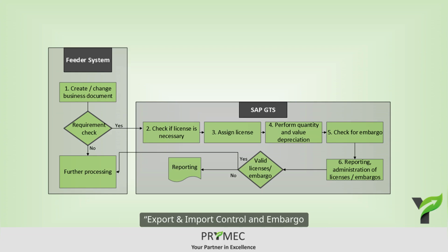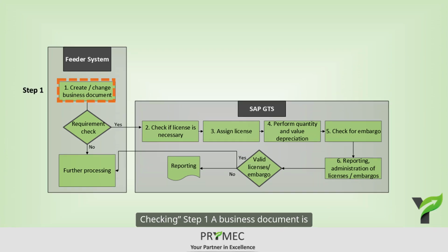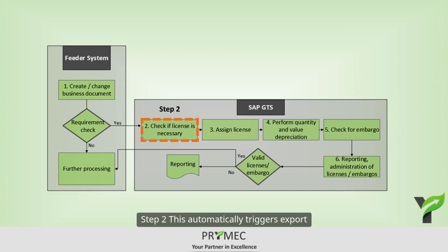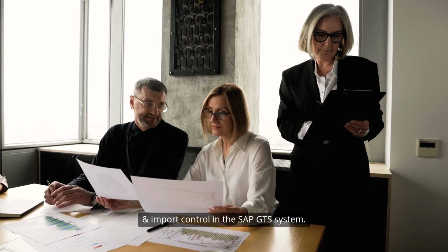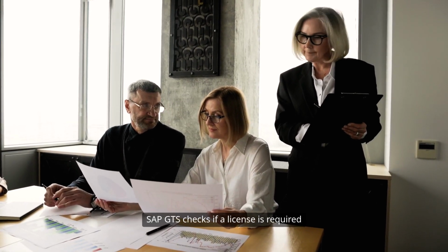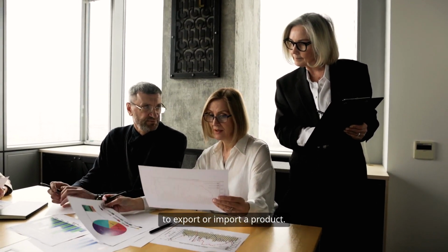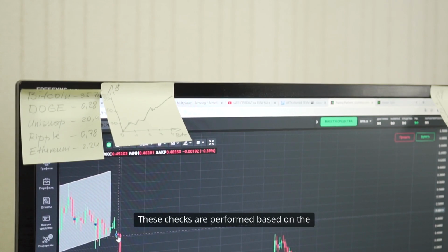Export and import control and embargo checking. Step 1. A business document is created or changed in the feeder system. Step 2. This automatically triggers export and import control in the SAP GTS system. SAP GTS checks if a license is required to export or import a product. These checks are performed based on the settings in the customizing for SAP GTS.